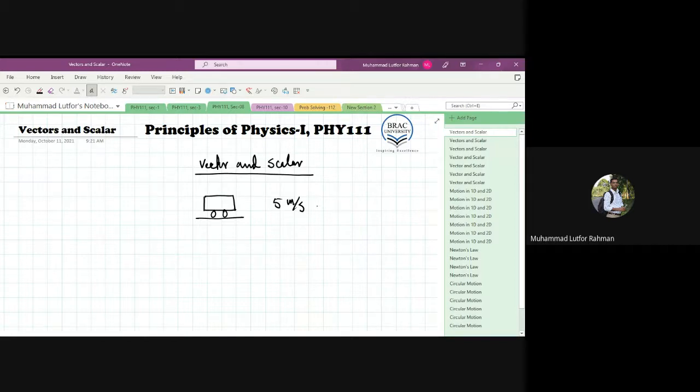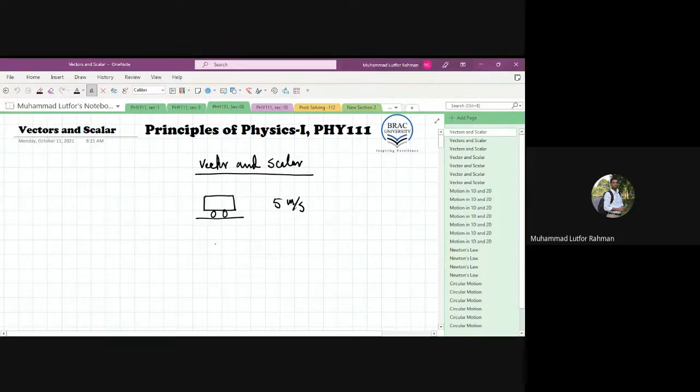It has no direction. But if I say the car is traveling at 5 meters per second towards the north, then it would be a vector. Then we can say it would be the velocity of that car. This velocity is a vector. We can express that vector in two ways. One is the mathematical notation, which is in terms of your unit vector, and the second procedure is we express it graphically. So I'll talk about the graphical one today, then I'll talk about the mathematical explanation in the next class.